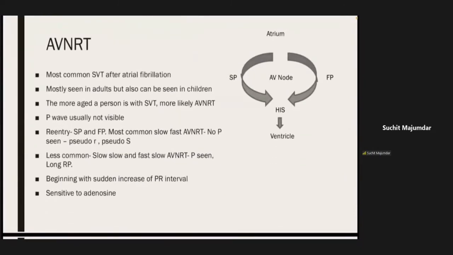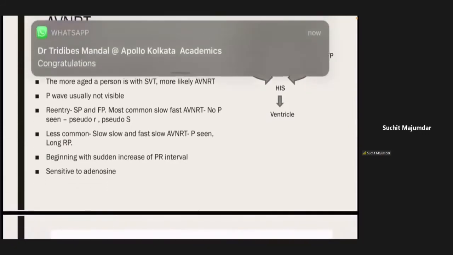Now coming to AVNRT. AVNRT is the most common SVT after atrial fibrillation. It is seen mostly in adults, but can be seen in children. The more aged a patient is, the more likely it is to be an AVNRT. The P wave, I have already told, is not usually visible, and usually it is a circuit formed within the AV node by a slow pathway and a fast pathway. Less commonly, it can be a slow-slow AVNRT.